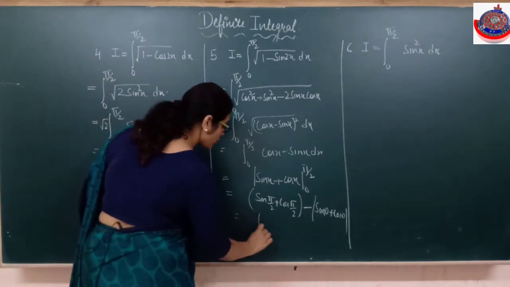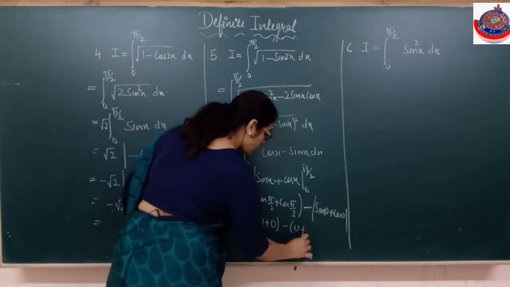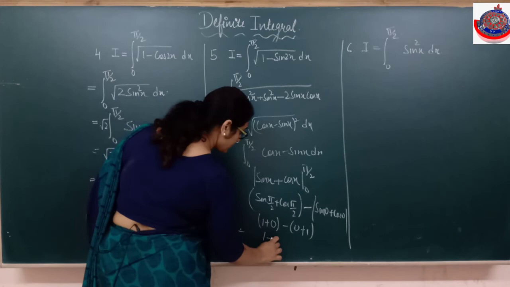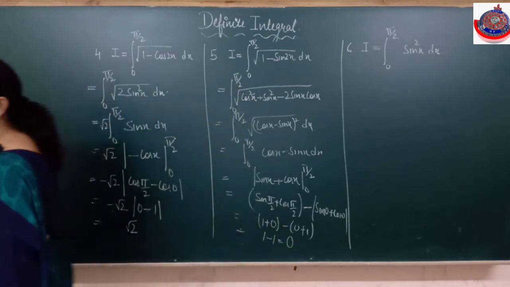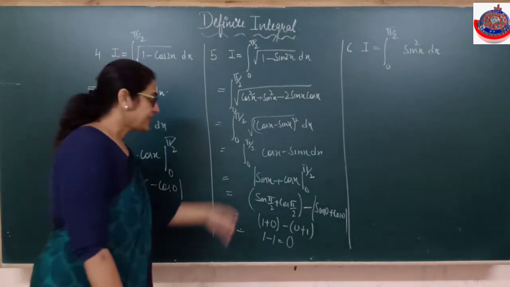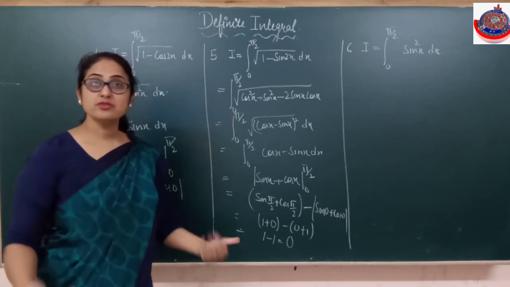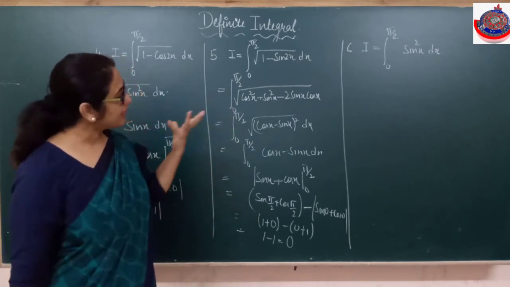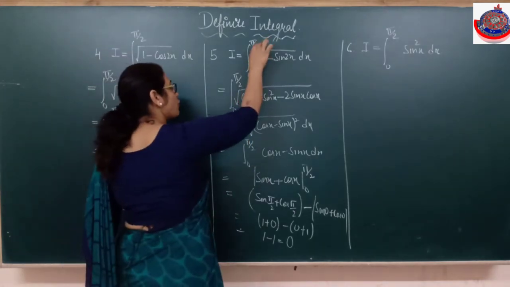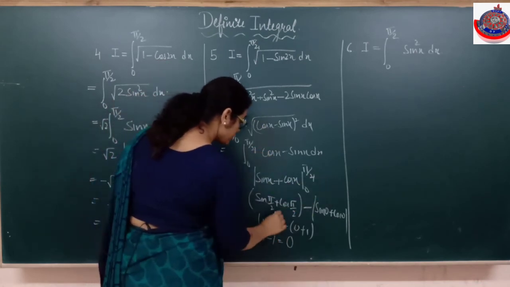What is sine pi by 2? 1. Cos pi by 2, 0. Sine 0, 0. Cos 0, 1. So we have 1 minus 1, and that's coming to be 0. Is it clear? So you have to be careful what is given to you. We are finding area, so it becomes a problem that it has become 0, because I told you definite integration defines area. It has come 0, that means no area. So by mistake, I have taken a wrong limit. It was pi by 4. So we need to be careful.